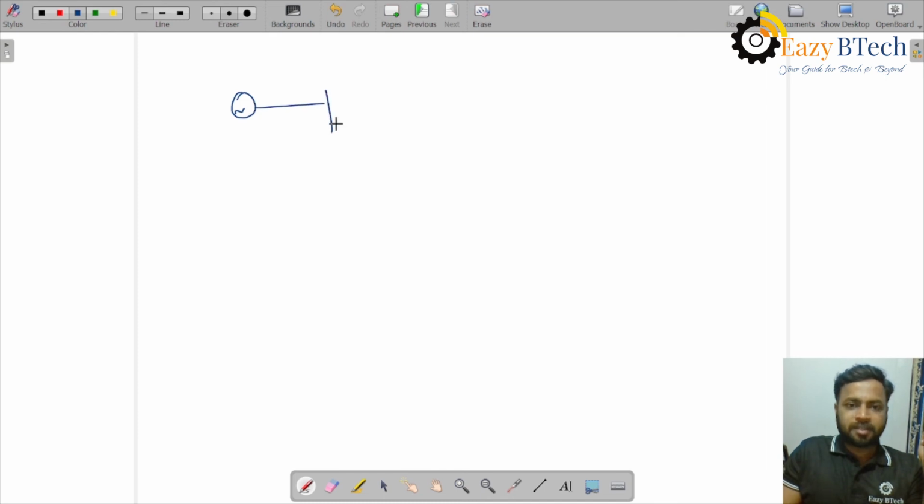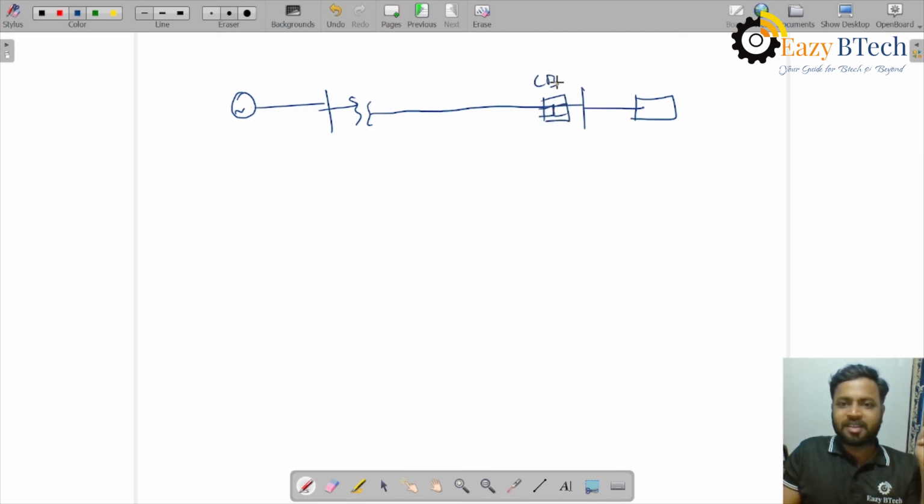I'm taking the same system. So there is a load here. We have a circuit breaker. It has two contacts inside. Here we have a current transformer, CT. This will step down the current, and from the current transformer, this current information is given to the relay, and the relay is connected so that it gives information to the circuit breaker. By this connection, what we are doing is stepping down the current.